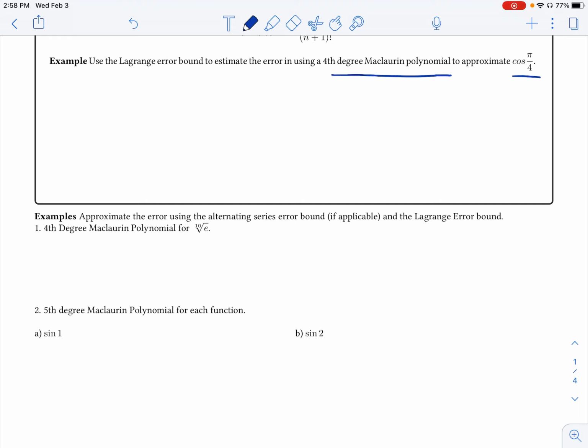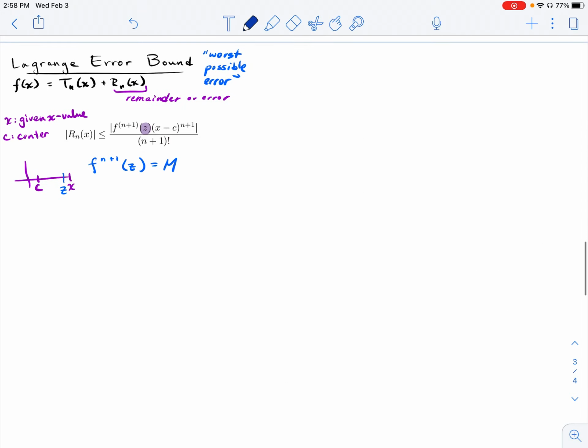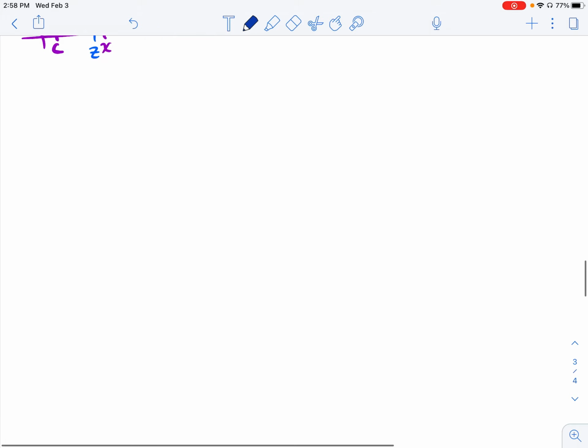Now, before I do this problem, I want us to all pretend that we don't know how to find the cosine of pi over 4, right? Because if you are in a calculus course, hopefully by now you do know what the cosine of pi over 4 is, but we're going to just start with a really basic function here so I can easily model for you how to quickly find the Lagrange error bound. And then we're going to use that process for more difficult functions later on down the line. All right, so let's try a problem here.